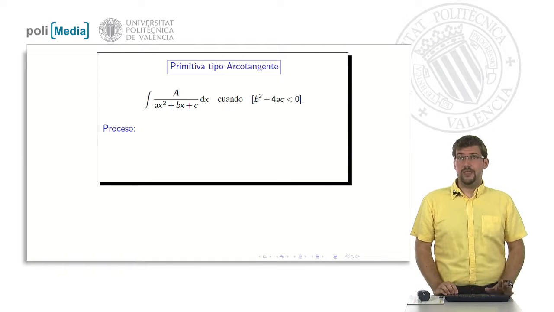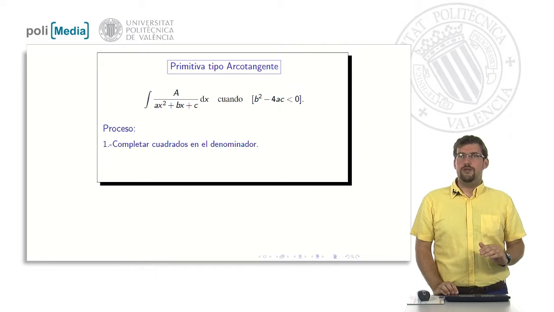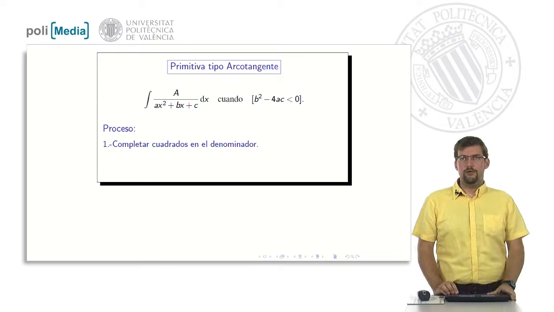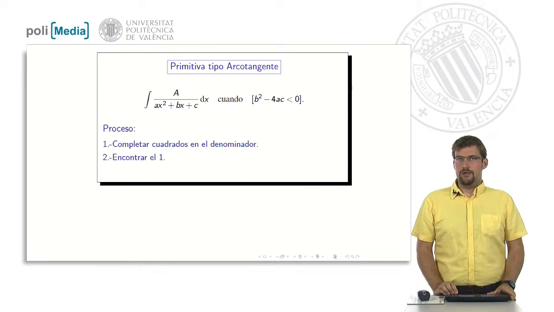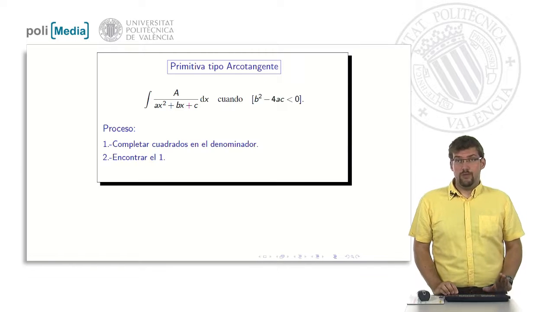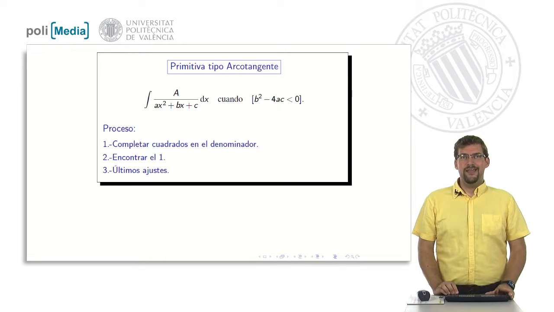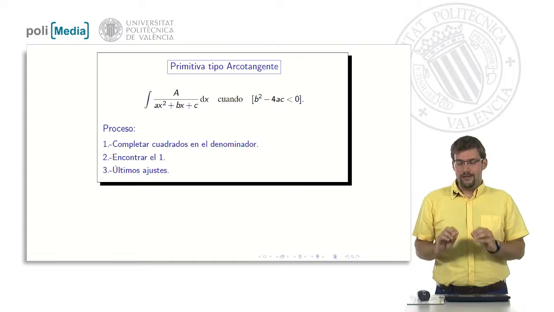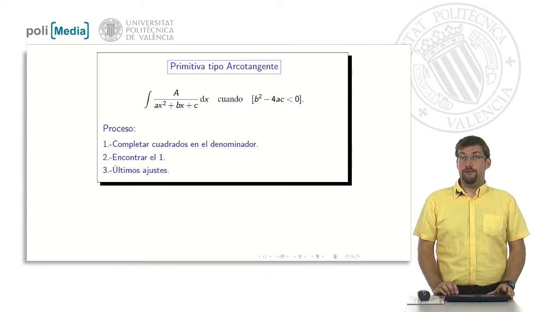Said process basically follows three different phases. The first phase is to complete squares in the denominator. In other words, to simplify the polynomial in the denominator using the square completion technique. The second phase is to find the 1. We will see what this means as the lesson progresses. And finally, the last phase consists in final adjustments, a couple of little tweaks here and there to make sure that it all works well.